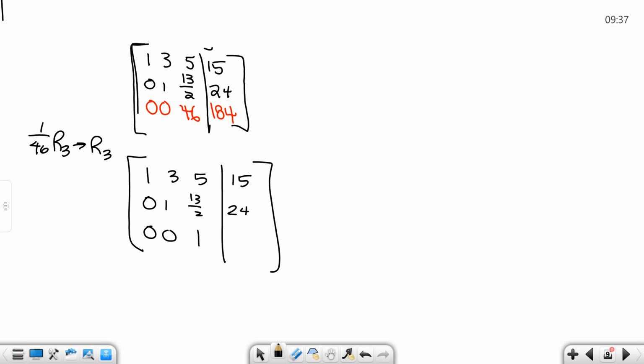I took 184 divided by 46 and got 4. Perfect. And now it's in row echelon form. That's not my answer, but now it is in row echelon form. So what we do now that it's in row echelon form is we're going to backtrack and back substitute and find our values. Do you have any questions getting it to that form?